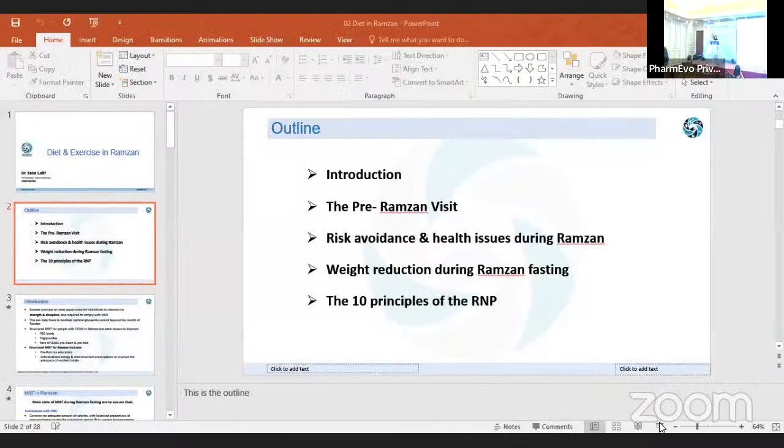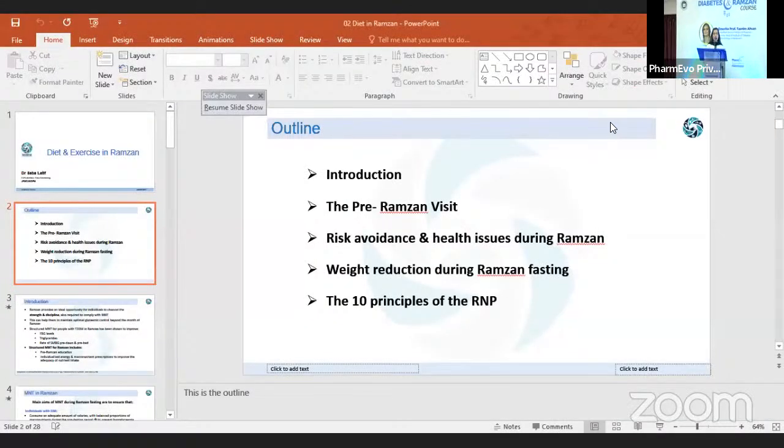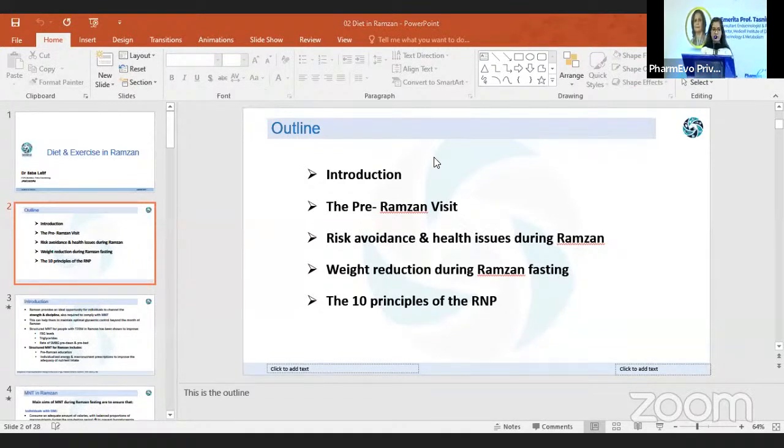Ramzan provides us an ideal opportunity to channel our strength and discipline. And this strength and discipline is also needed by people with type 2 diabetes to comply with medical nutritional therapy and maintain optimal glycemic control beyond the month of Ramzan. And here I would like to add that MNT is associated with HbA1c decreases of 1 to 1.9% in type 1 diabetes and 0.3 to 2% in type 2 diabetes.